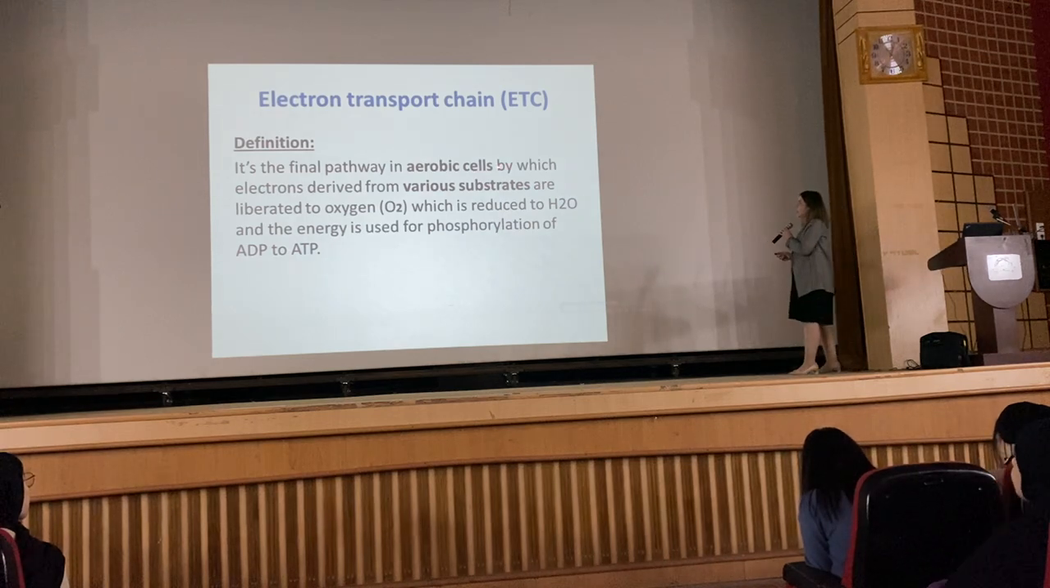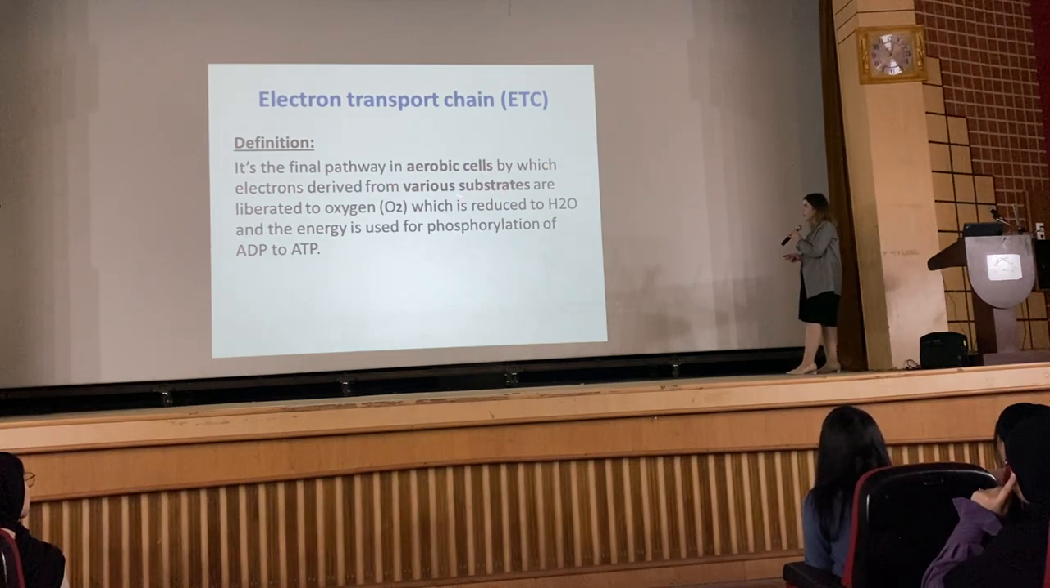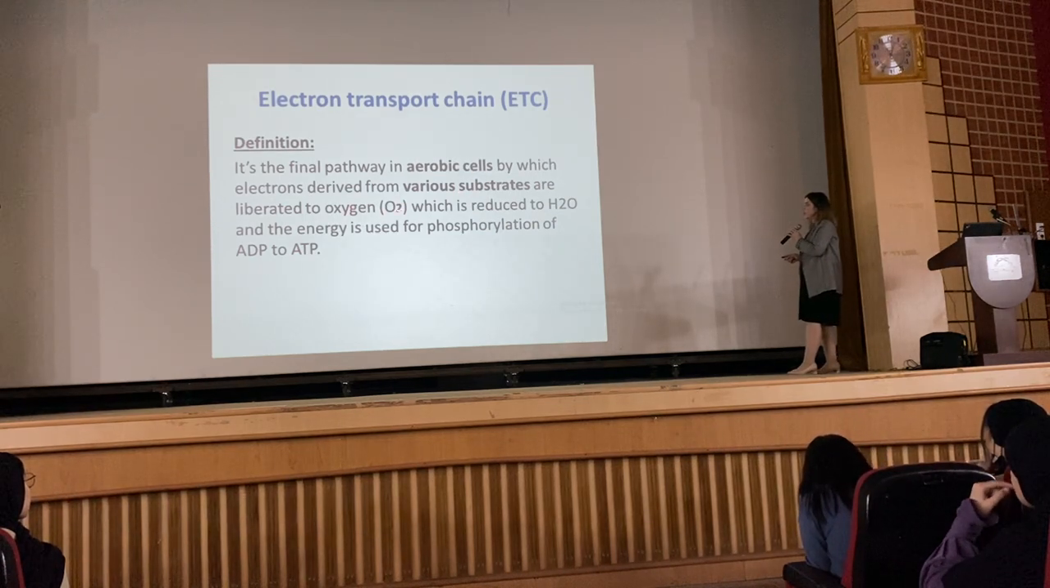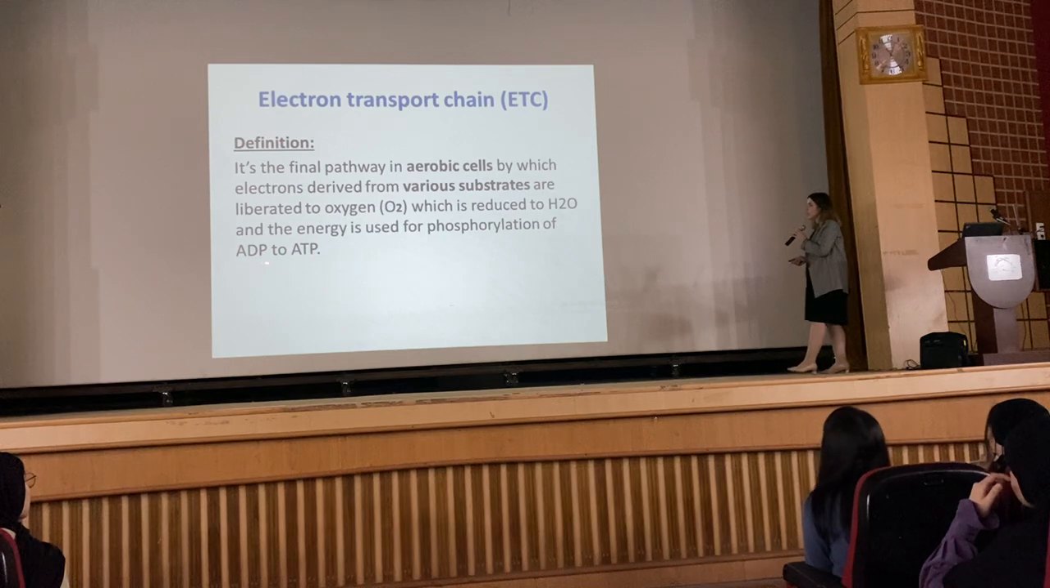So it's the final pathway in aerobic cells by which electrons derived from various substrates, glucose, amino acids, fat, are transferred to oxygen, the oxygen that we breathe, which is then reduced to water, and the energy is used for phosphorylation of ADP to ATP.